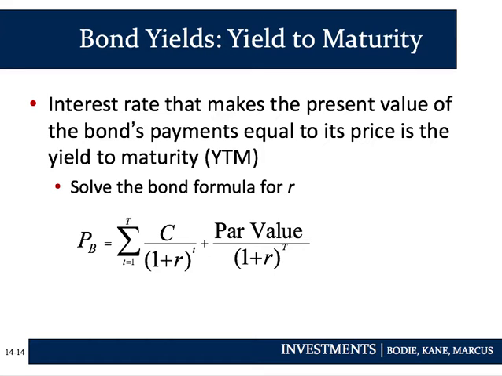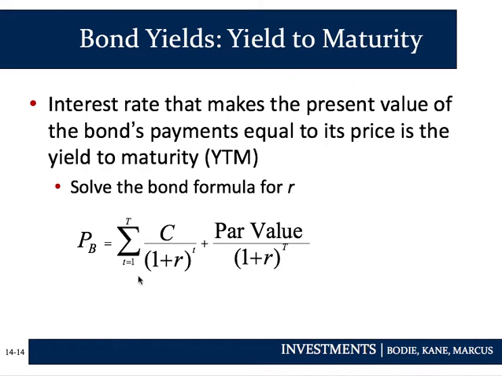Okay, moving on to yield to maturity. The interest rate that makes the present value of the bond payments equal to its price is the yield to maturity. So it's the present value of the bond's payments equal to its price. What we're solving for is R here. So we're looking for the interest rate.